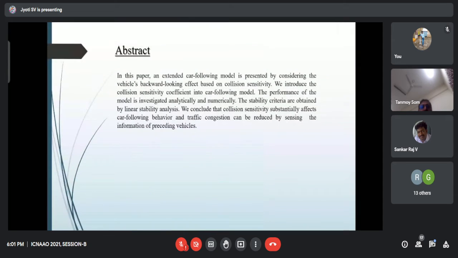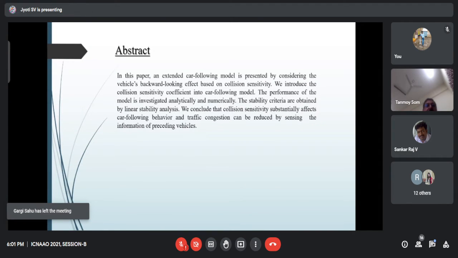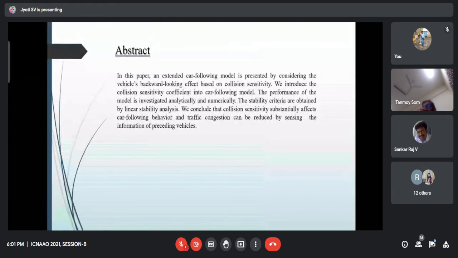Here is the abstract of my paper. In this paper, an extended carpooling model is presented by considering the vehicle's backward-looking effect based on collision sensitivity. We introduce the collision sensitivity coefficient into the carpooling model. The performance of the model is investigated analytically and numerically. The stability criteria are obtained by linear stability analysis. We conclude that collision sensitivity substantially affects carpooling behavior and traffic congestion can be reduced by sensing the information of preceding vehicles.